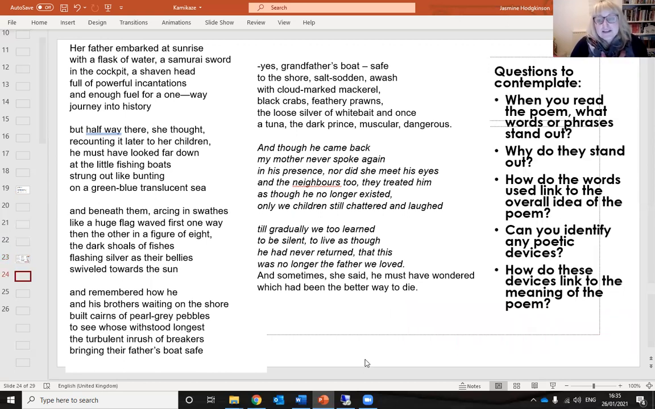So the sort of questions we need to contemplate when we're looking at language, we need to consider when we read the poem, what words or phrases stand out? Why do they stand out? How do the words used link to the overall idea of the poem? Can we identify any poetic devices? And how do these devices link to the meaning of the poem?